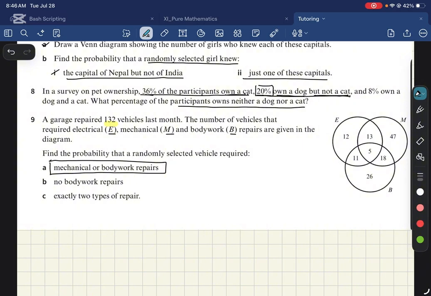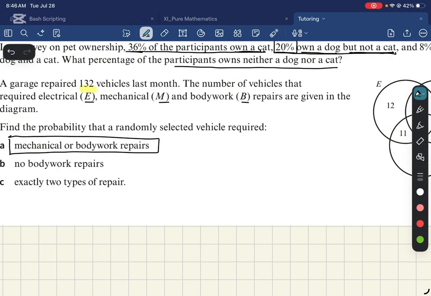So now we have two events. How do we find mechanical or bodywork repairs? Again, we have to use inclusion-exclusion because we have intersections here. The probability of mechanical or bodywork: the union symbol represents OR. It's going to be P(M) plus P(B) minus P(M intersection B).